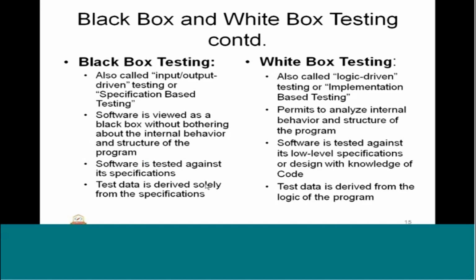In black box testing, test data is derived solely from the specification. So we have the test selection or the test data defined based on the requirements of the specification, whereas in white box testing the test data is derived from the logic of the program. That is, we will understand the logic of the code that is implemented. Based on that, we will arrive at the test data. So these are the differences between black box and white box.